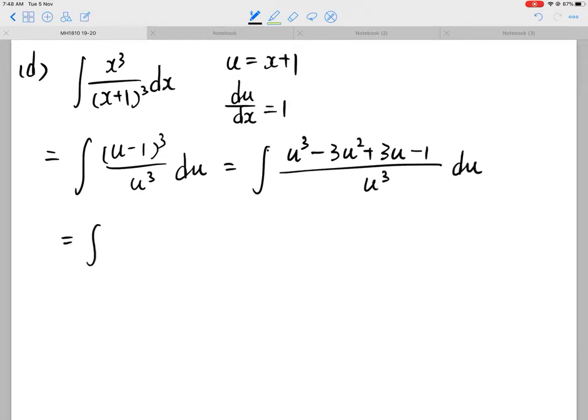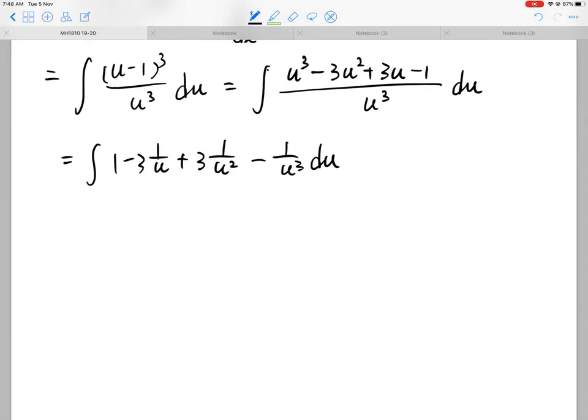Okay, so it's the integration of 1 minus 3 times 1 over u plus 3 times 1 over u squared minus 1 over u cubed du, right? So the integration is u minus 3 ln absolute value of u, minus 3 times 1 over u, plus 1 over u squared times a half, plus c.